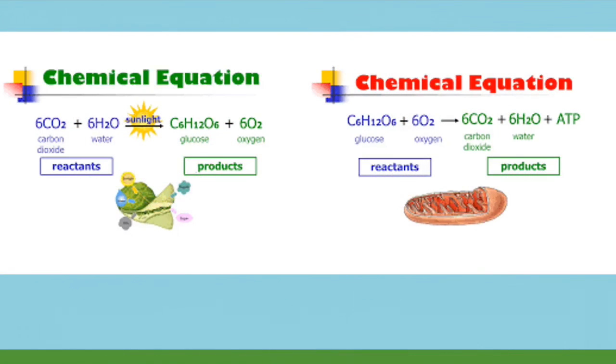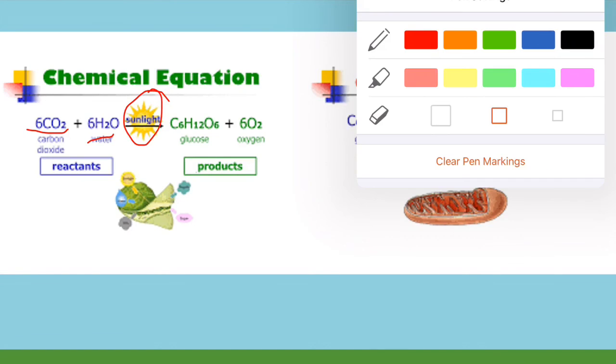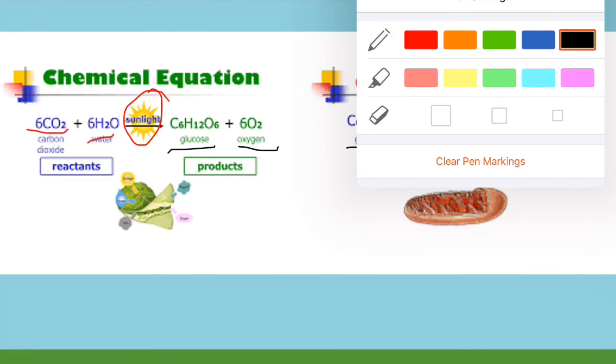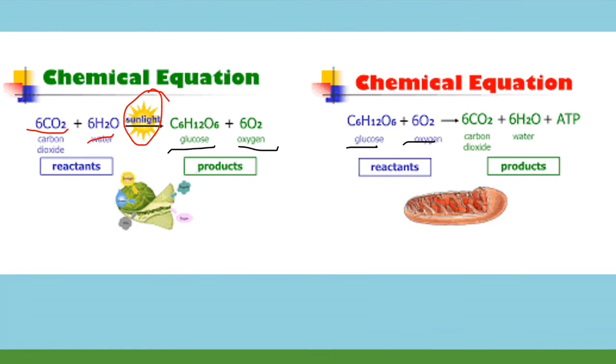So, if you look here at the chemical equations, this is going to be photosynthesis. We need carbon dioxide, and we need water and sunlight. And then what is produced? Sugar, glucose, and oxygen. When we look at this mitochondria, which does cellular respiration, we use sugar and we use oxygen, and what we produce is carbon dioxide and water. ATP is energy.